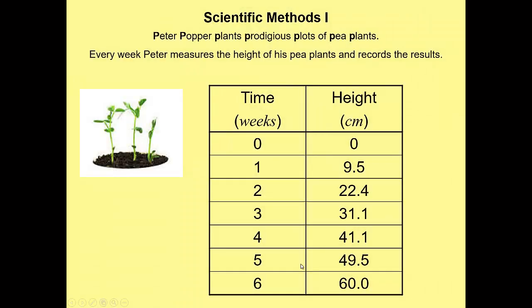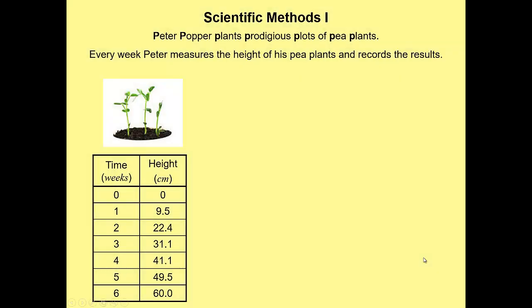So let's say he makes his measurements, and here we go, right? Every week goes by. They start out as seeds, so they don't have any height. Right? After 1 week, they're 9.5 centimeters tall, and so on through 6 weeks. So the next thing we want to be able to do is to look at that data and say, well, is there a pattern? Well, you can definitely see that as the weeks go by, the pea plants get taller. But is there a pattern to it, a predictable pattern? Hard to tell by looking at raw numbers.